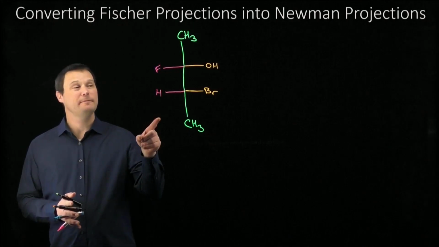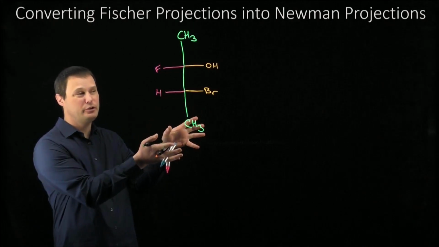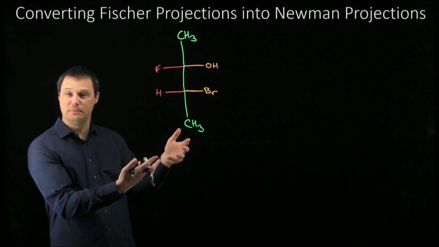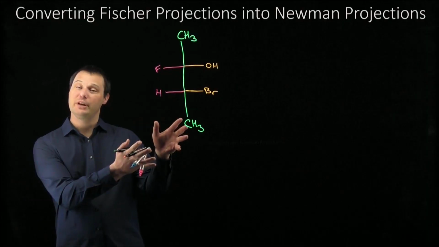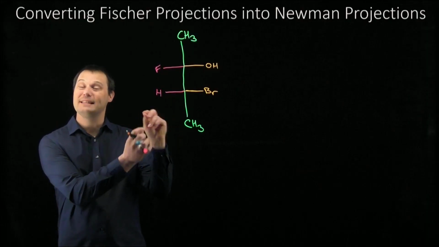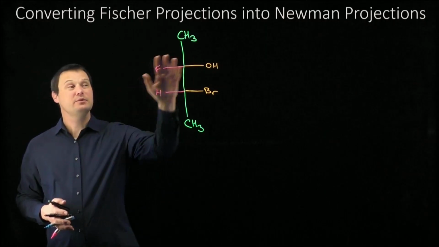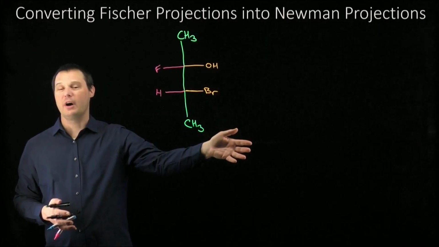Most students try to force a Fischer projection into a Newman projection, and it feels impossible. But here's the secret. The Fischer projection is already drawn as an eclipsed Newman projection. Once you see that, the whole process becomes automatic.